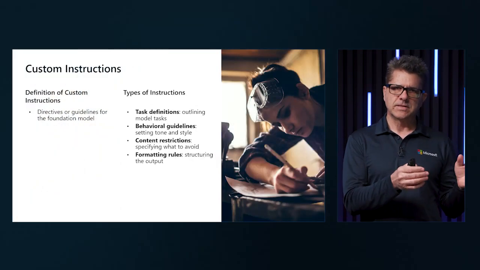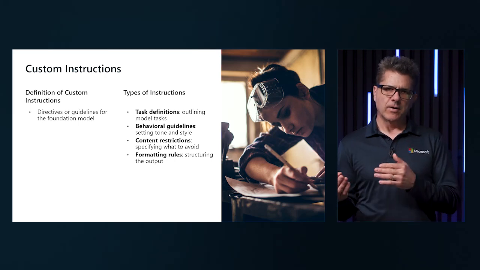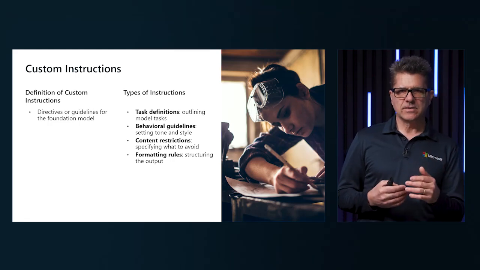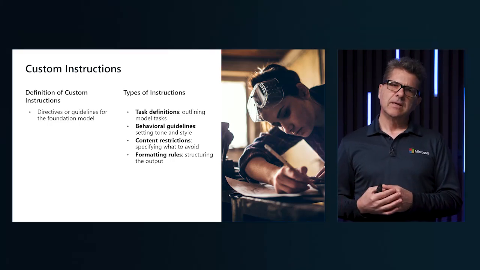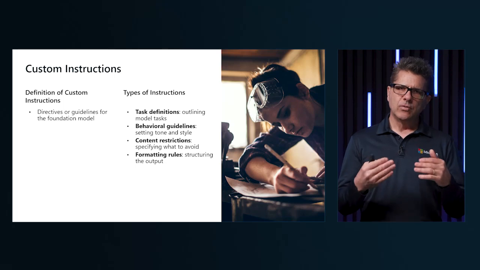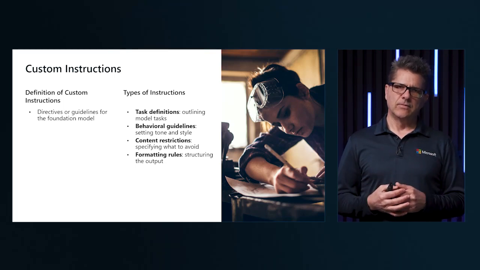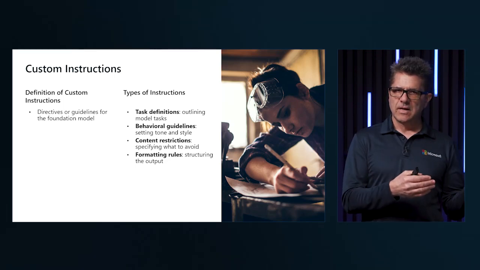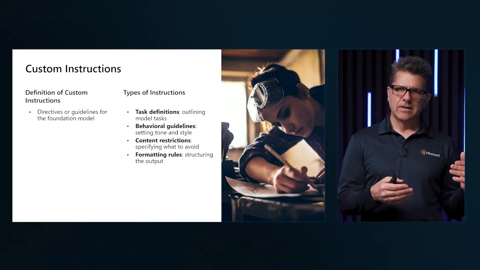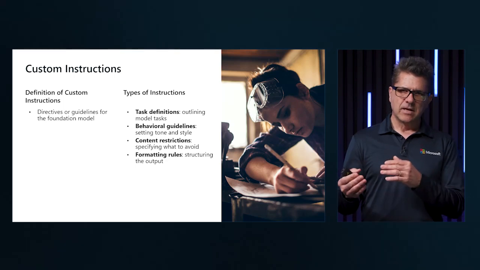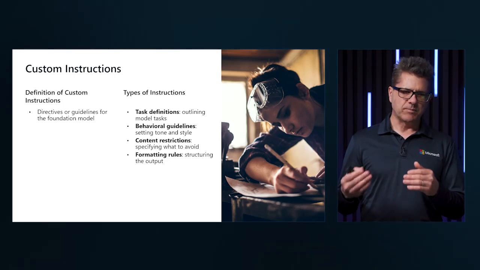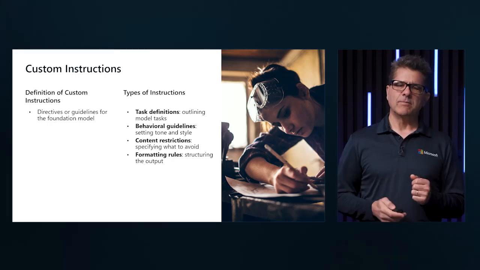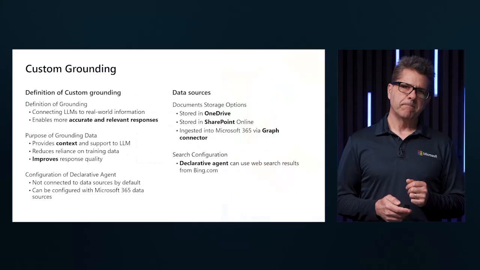Now, custom instructions are guidelines for my model. So this is going to include task definition, behavior guidelines, content restrictions, and of course, it's going to have the formatting rules that I need for my agent. For example, an IT support agent flow with specific instructions how to manage a support ticket will be an example of that. It provides concise, non-technical responses. That could be one of the cases. I need to make a definition of what my custom instructions are going to be.